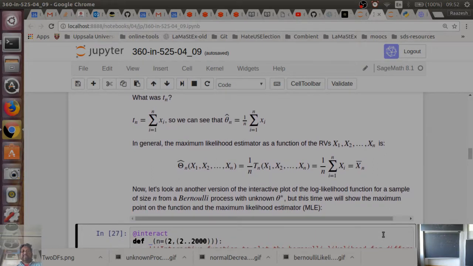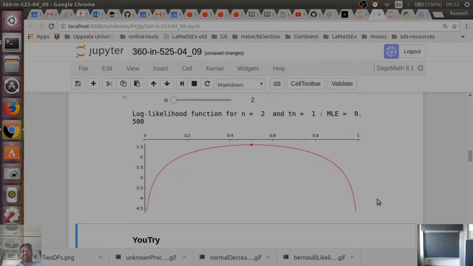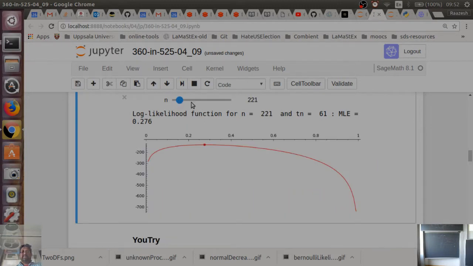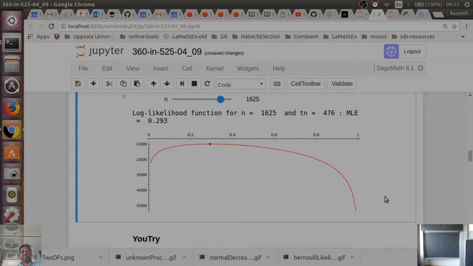Now let's look at another version of the interactive plot. See what happens here. So here this is the same. I'm getting my MLE at 0.276. This is again the secret data we're trying to pretend that we don't know. We just have samples from it. And I'm increasing the sample size, and my maximum likelihood is getting closer and closer to 0.3. So look at that. That's what my best guess would be.